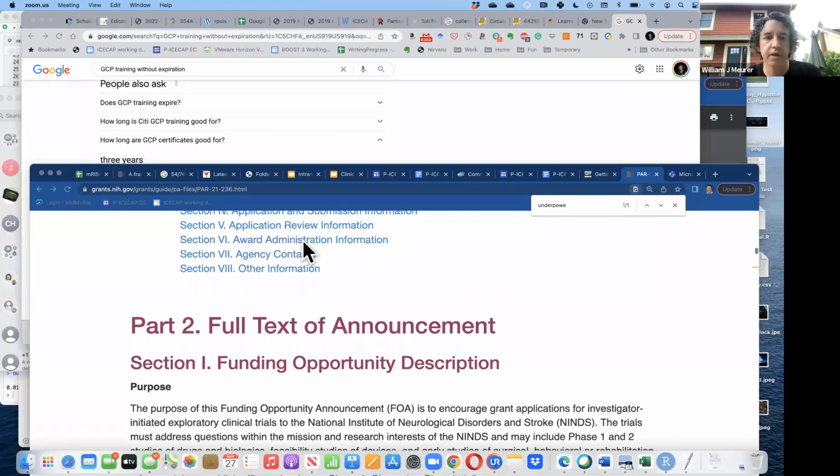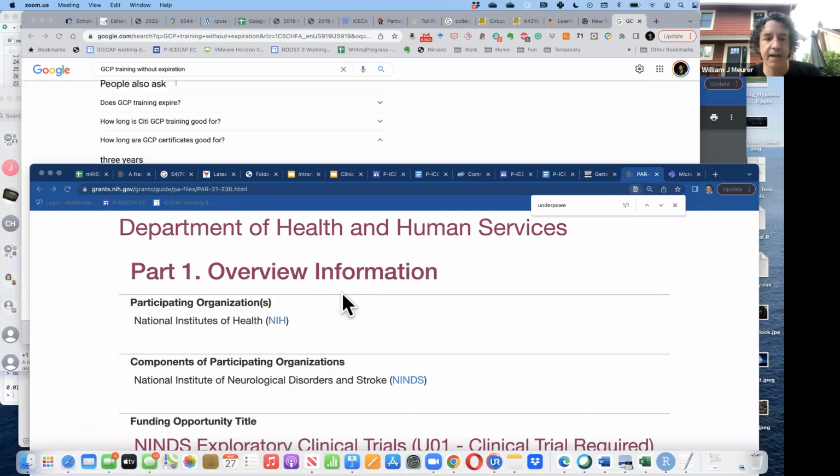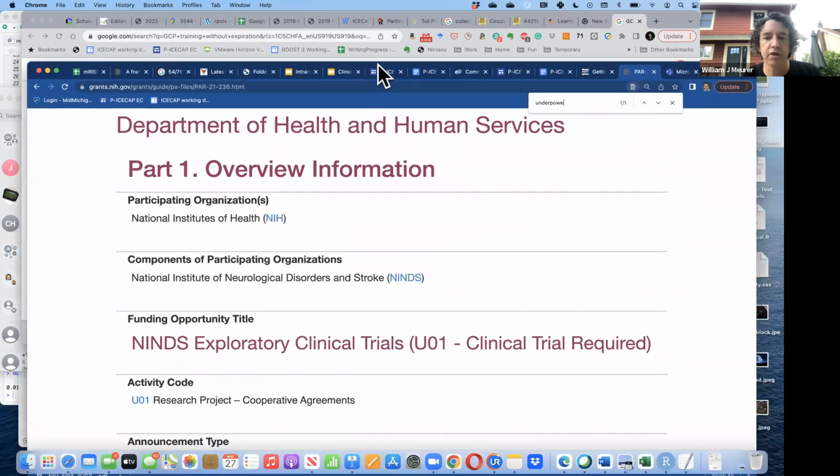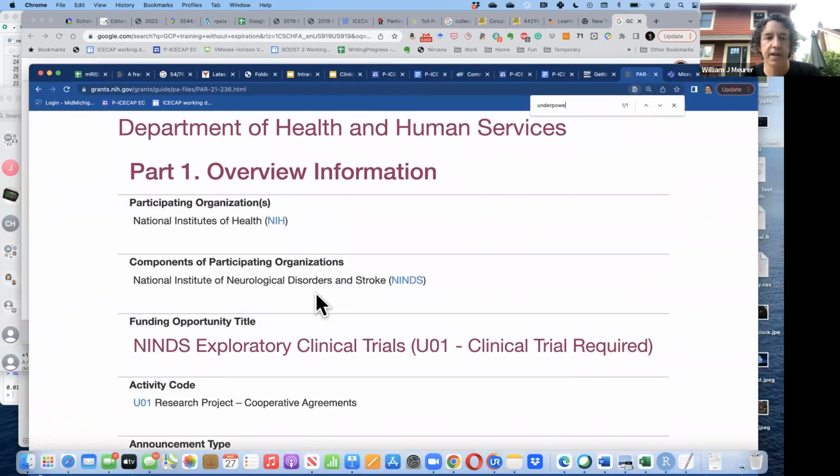One other thing that I can just share, I'll just share my screen here briefly, is the NINDS funding announcement, PAR 21236, if you're going to do an exploratory clinical trial.